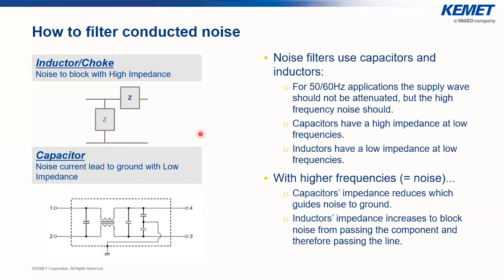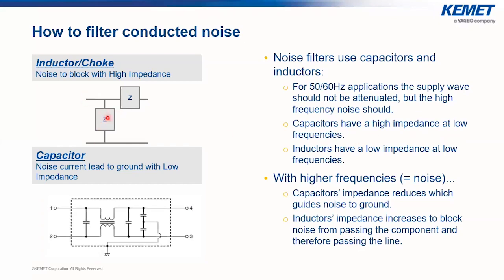So we use capacitors and inductors or chokes. We must be sure that for the waveform, the power coming from the grid, so 50 and 60 Hertz, the supply wave should not be attenuated, but the high frequency noise should, because as I showed you in the previous slide, the noise is situated at higher frequencies. But we are lucky because capacitors have a high impedance at low frequencies.